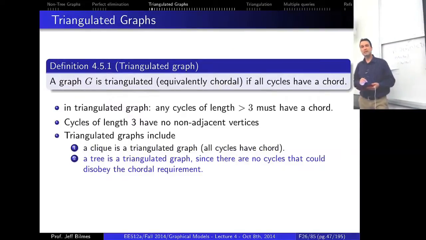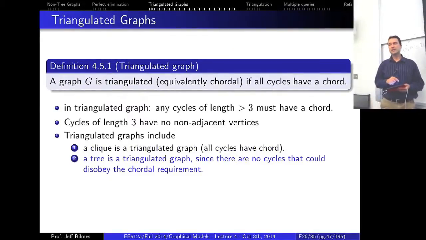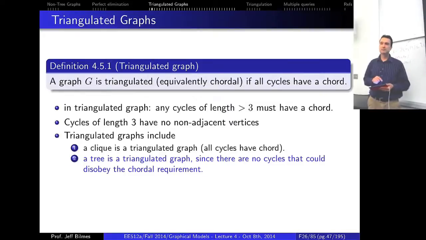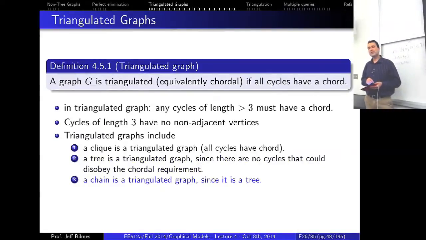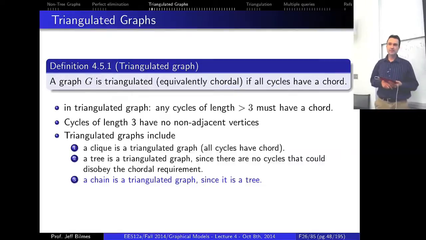So a tree is triangulated. Any tree is triangulated because there are no cycles. It's just a condition on cycles, but if there are no cycles, then the condition is satisfied. A chain is triangulated because it's a tree. So that means that a hidden Markov model is triangulated.